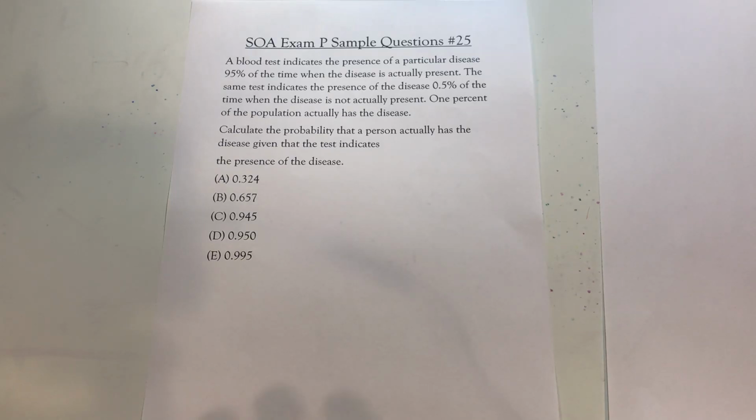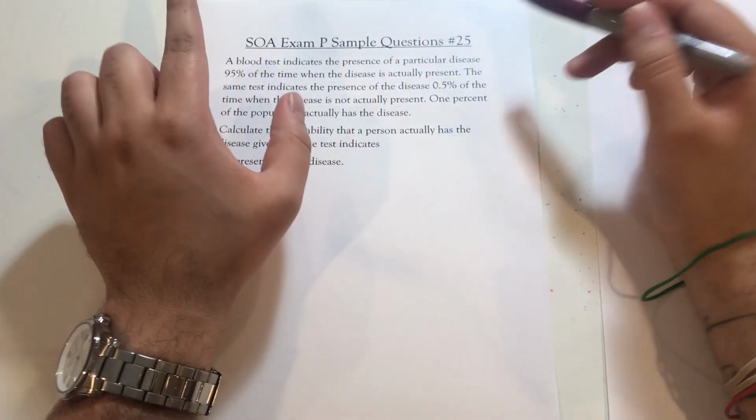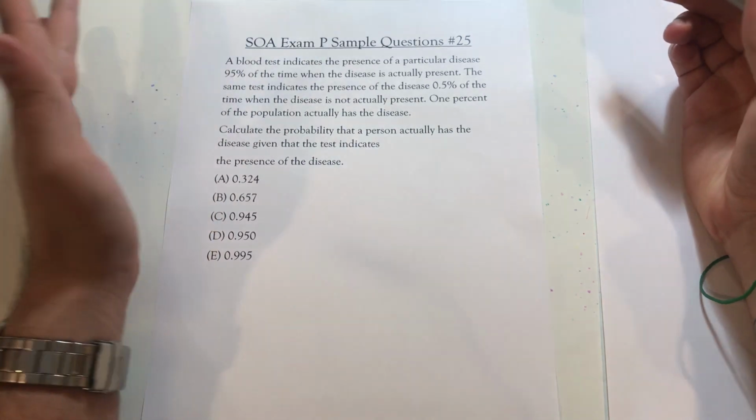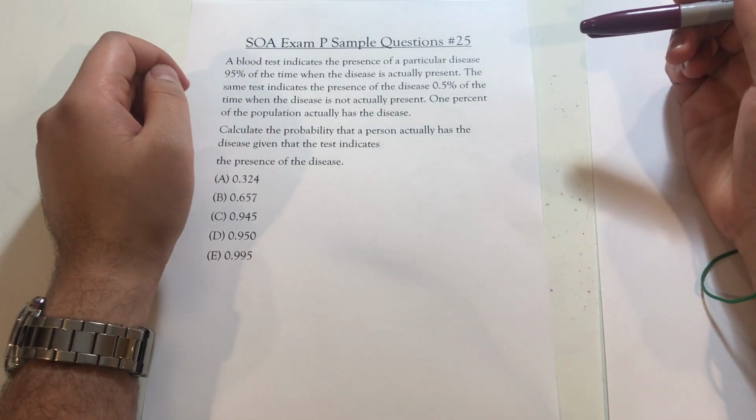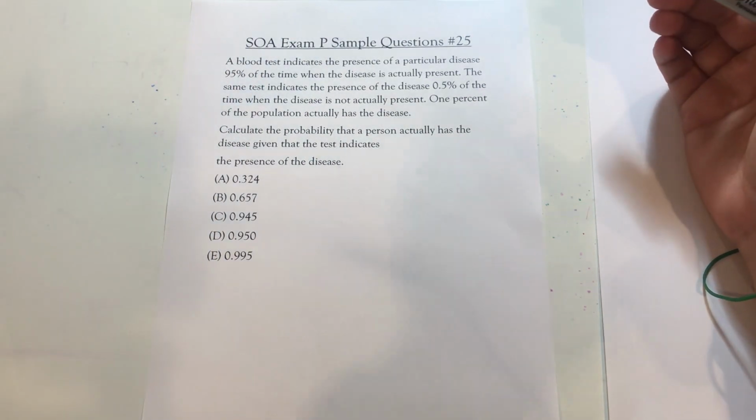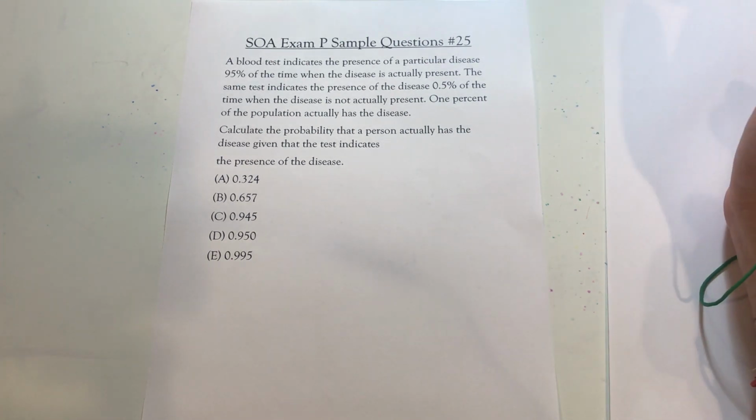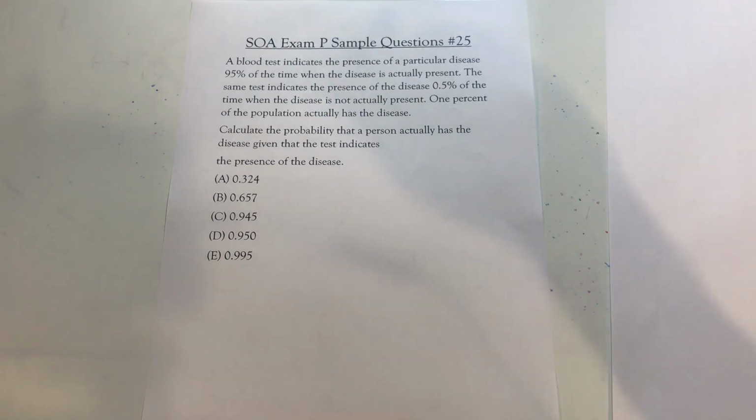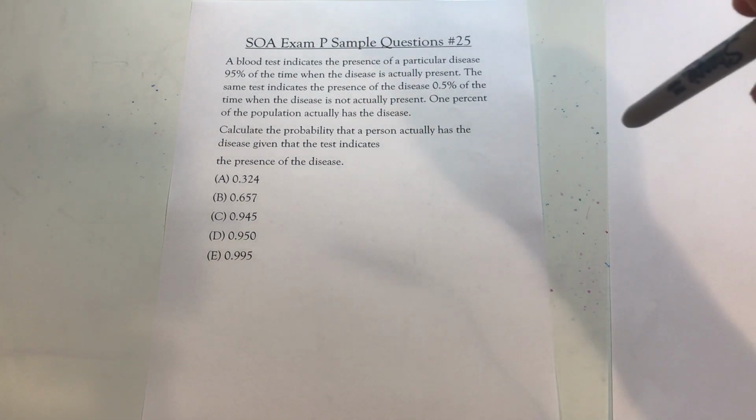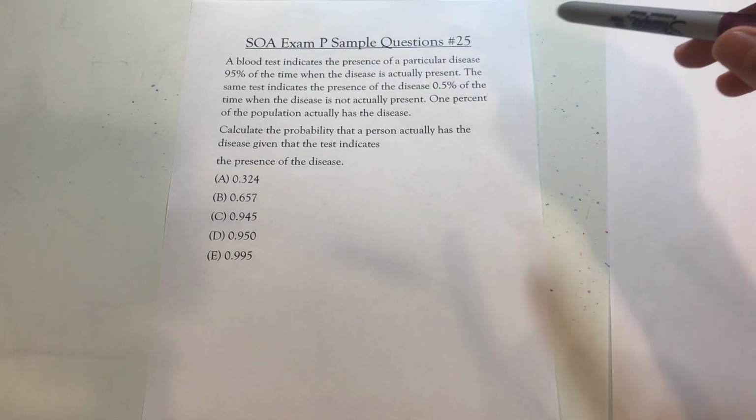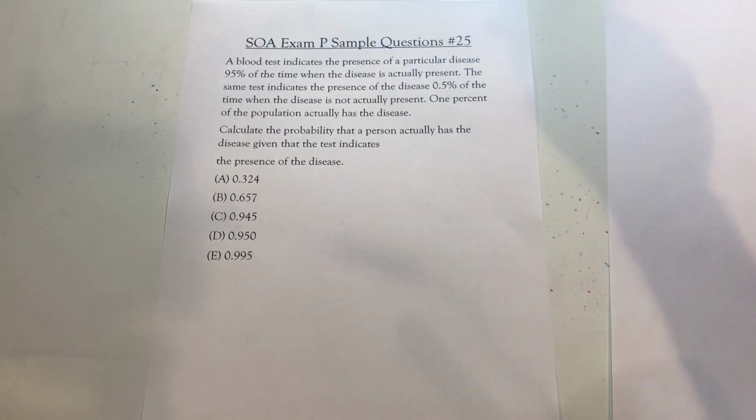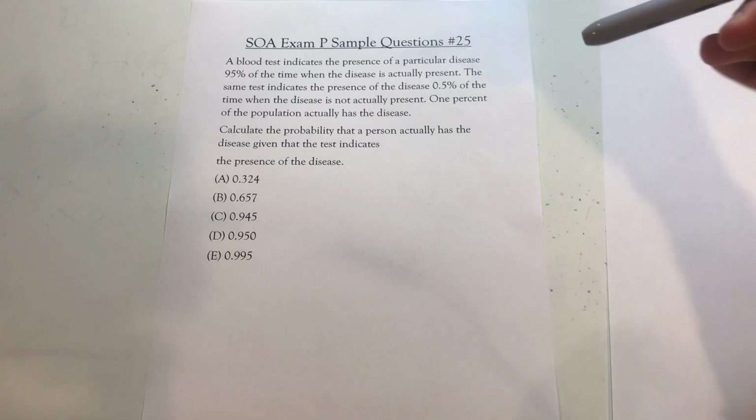Okay, so in this video, we're going to go through sample question 25 from the Society of Actuaries Exam P list of sample questions. The question reads: a blood test indicates the presence of a particular disease 95% of the time when the disease is actually present. The same test indicates the presence of the disease 0.5% of the time when the disease is not actually present. So that's a false positive.